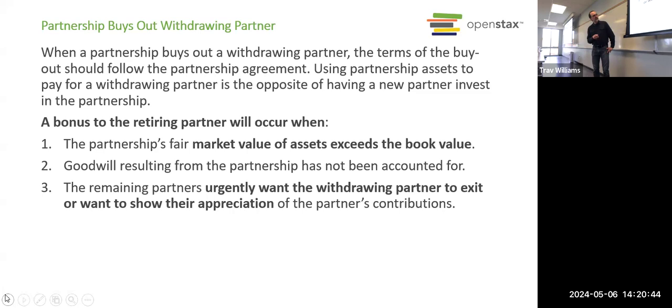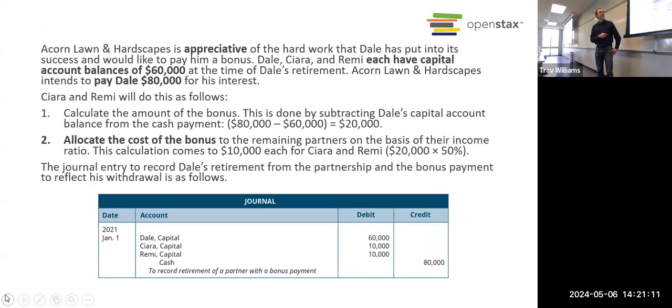Why else? Maybe we just really want to get that partner out. Like, okay, if you leave today, we'll give you extra money. How's that? Or maybe to show appreciation. You founded this company, you taught us so much, we want to give you some extra money now that you're leaving. So whatever the reason is, there might be cases where you give a bonus to a departing partner. So that's what we see here, similar to some of the other journal entries we've seen.